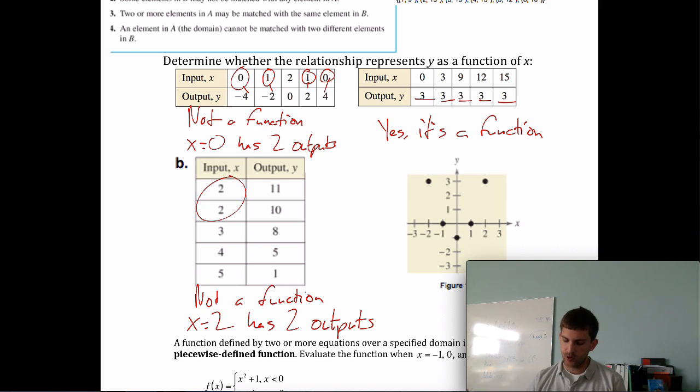All right, and for this graph, the graph might look familiar. It looks kind of like a parabola. It looks like a parabola that's been shifted down a little bit. This one is a function. So it is a function.